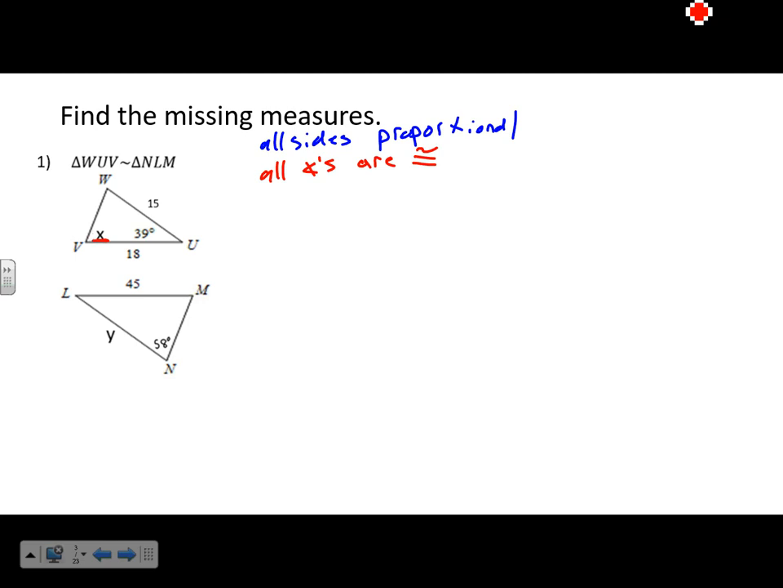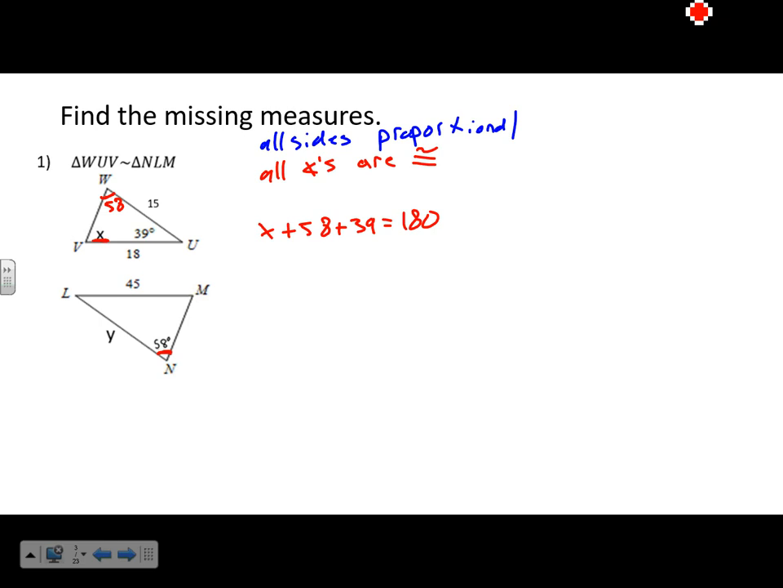Now, to find the angles, we are going to use the triangle sum theorem, where if you add the angles in a triangle, they have to add up to 180. But the problem is, I don't know this angle x, and I don't know this angle up here. Well, if the triangles are similar, then those angles have to be congruent. So this W angle is congruent to this N angle down here. So that's 58 degrees. So now we add those three together, x plus 58 plus 39. That has to add up to 180, and now we can solve for that.